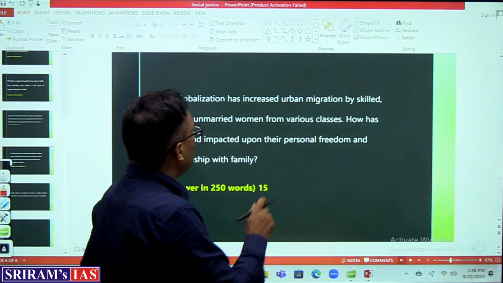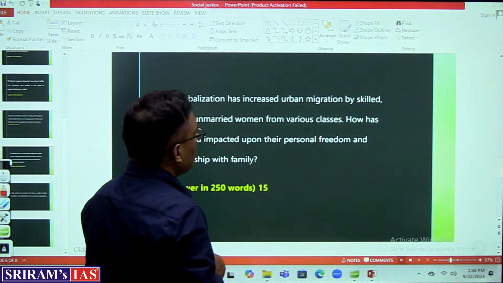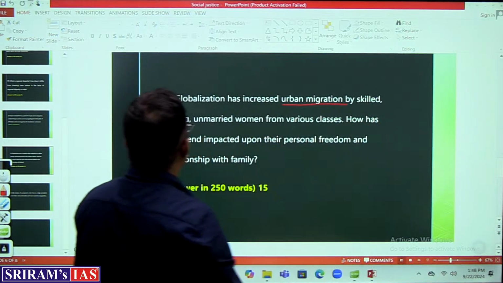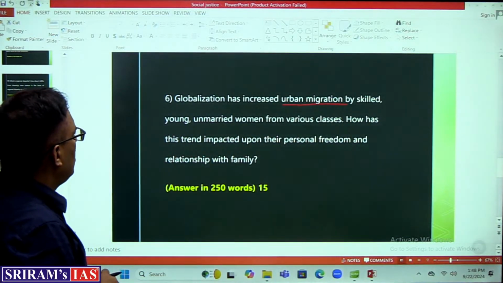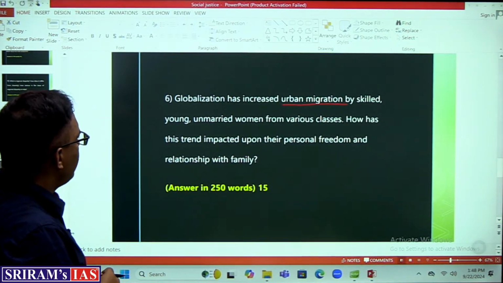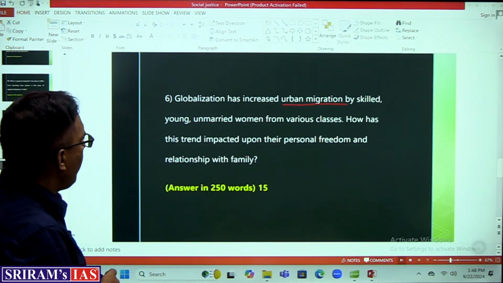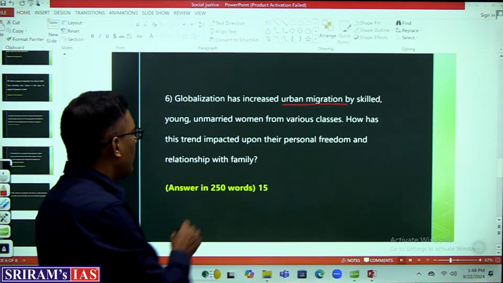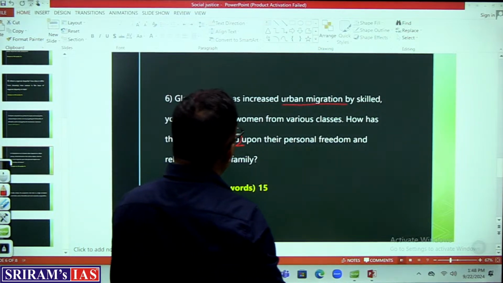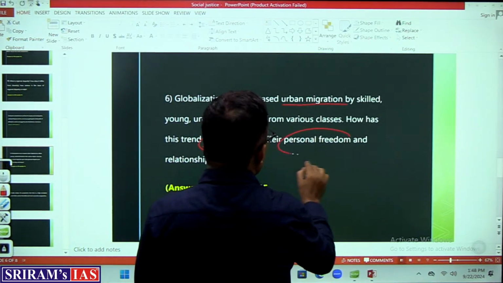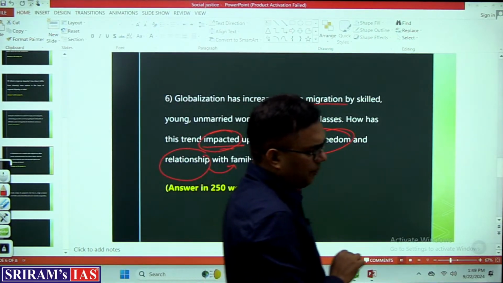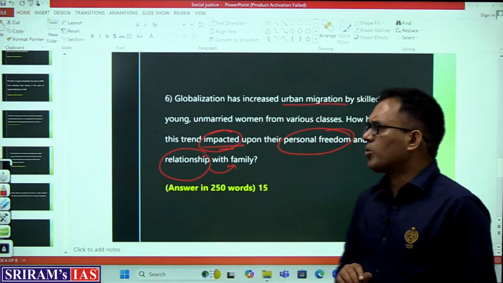Globalization has increased urban migration by skilled, young, unmarried women from various classes. How has this trend impacted upon their personal freedom and their relationship with the family? These are the questions. A nice question.